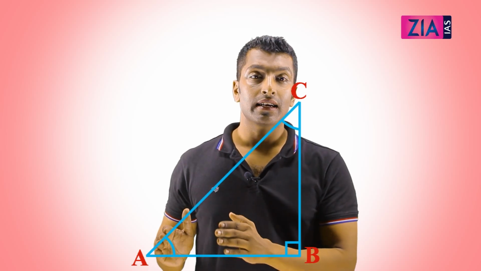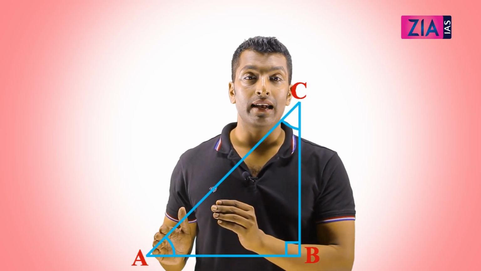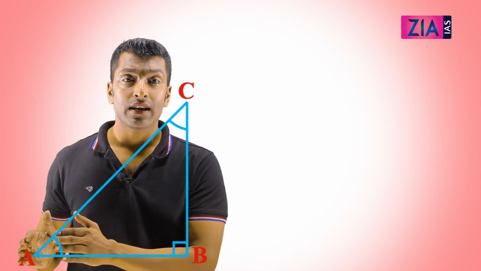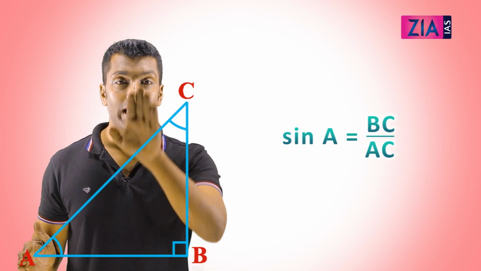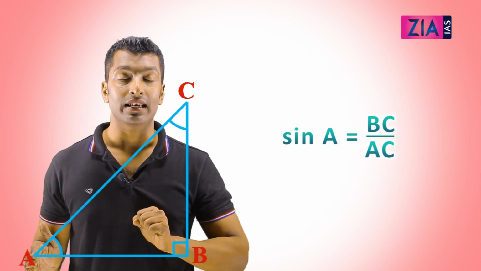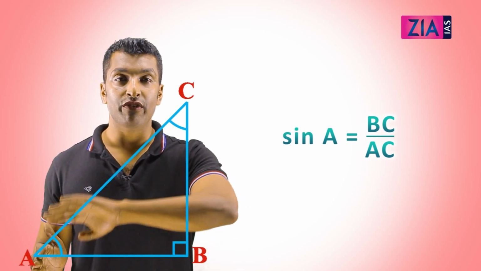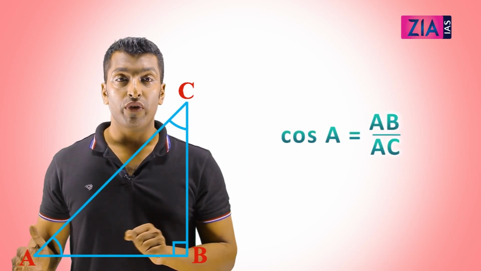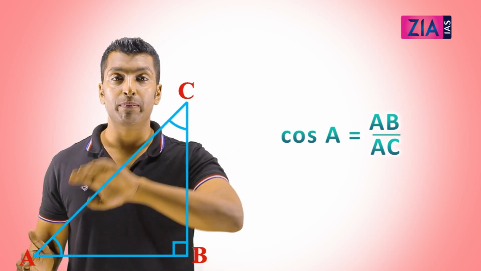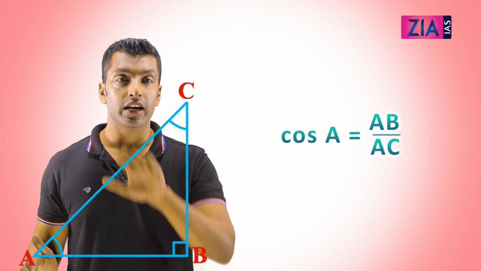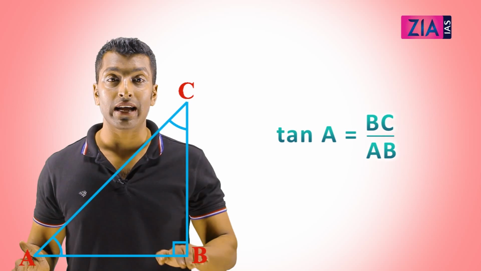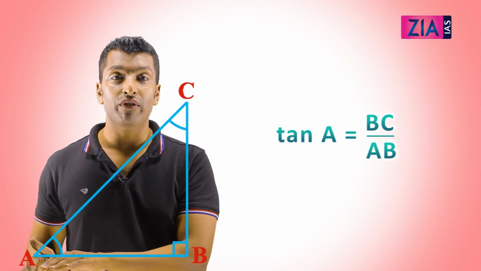Now let's consider this angle A and try to understand the trigonometric ratios of angle A. So what is sine A? Sine A, we know, is opposite side divided by hypotenuse. The opposite side is BC, and the hypotenuse is AC. So sine A is BC divided by AC. What about cos A? Cos A is adjacent side divided by hypotenuse, so AB divided by AC. What about tan A? Tan A is opposite side divided by adjacent side, so that is BC divided by AB.